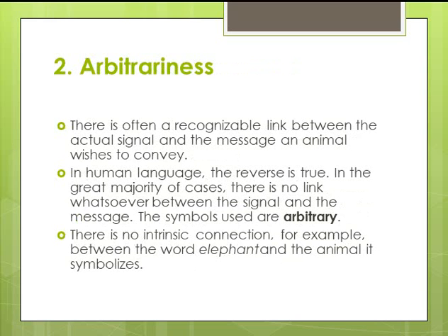The second point is arbitrariness. Arbitrariness is defined as the link between the message and the sound signal. The message and the sound signal. So how is this property manifested in animal communication and in human language?